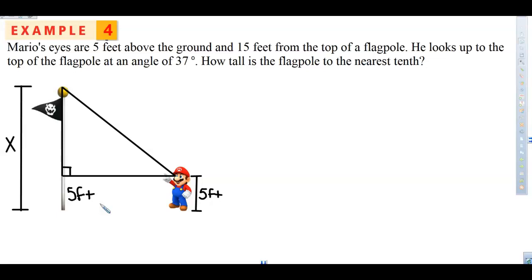All right, so what I want to do is find this side length right here to find the height of the pole, because I'm going to find this side length and then add the 5 back into it. When I look here, he looks at the top of the flagpole at an angle of 37 degrees. So this is my 37 degrees right here. One more piece of information that we need is that his eyes are 15 feet from the top of the flagpole. This is my 15 feet. Eyes to the top is 15.